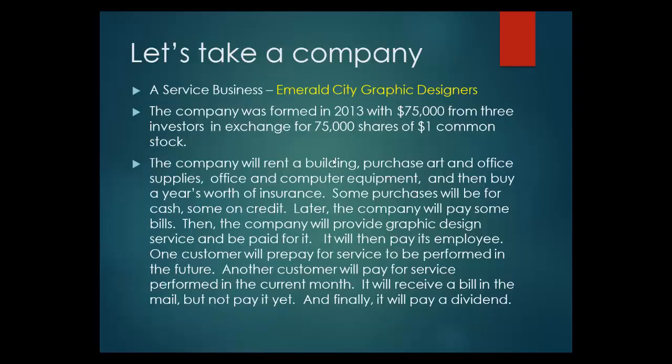So let's take an example company and do a bunch of journal entries here. The company I made up is Emerald City Graphic Designers. They were formed in 2013 with $75,000 from 3 investors in exchange for 75,000 shares of $1 common stock. In the next 13 transactions, the company's going to rent a building, purchase equipment, purchase supplies, and then buy insurance. Some purchases will be for cash, some on credit. So look at the wording when we go through these journal entries, because you'll want to remember that for later.